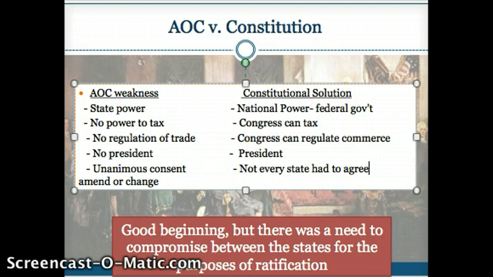In order to change the Constitution, all you need is a supermajority. Didn't mean for that to happen. We're just going to call it a super M. Alright, so a supermajority: you need 2/3 to propose an amendment, and you need 3/4 to ratify it. And this was a good beginning. But there was a need to compromise between the states for the purpose of getting this document ratified.